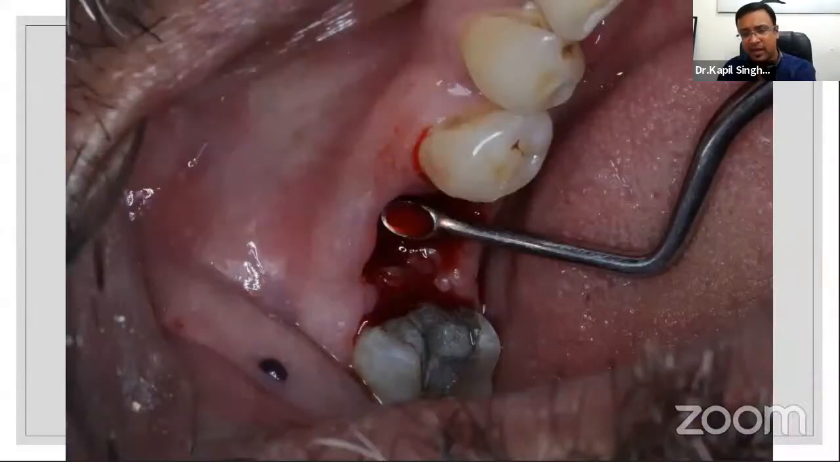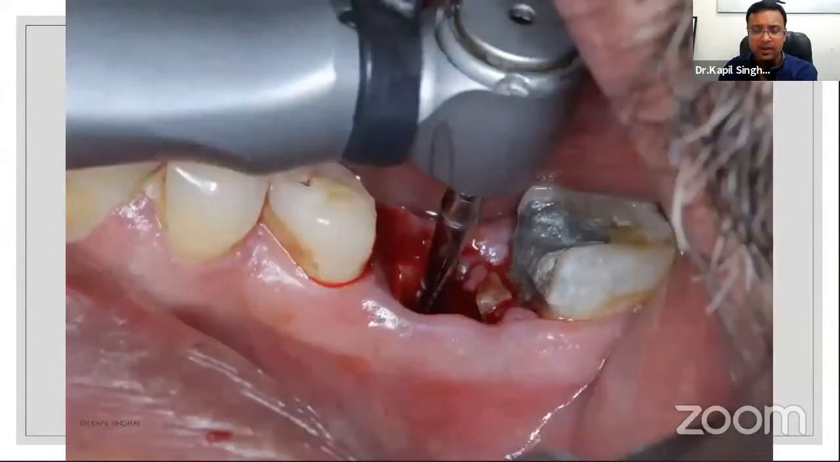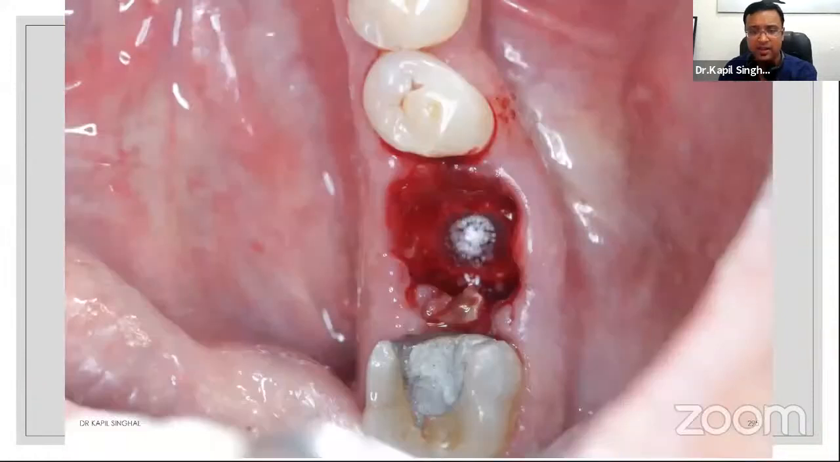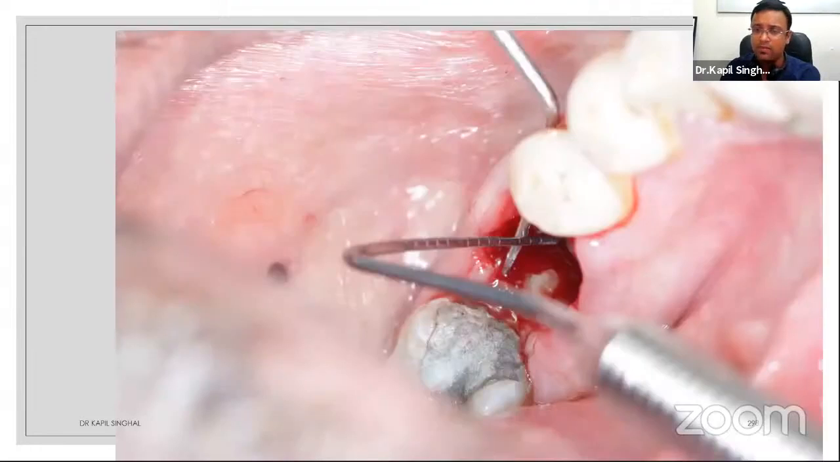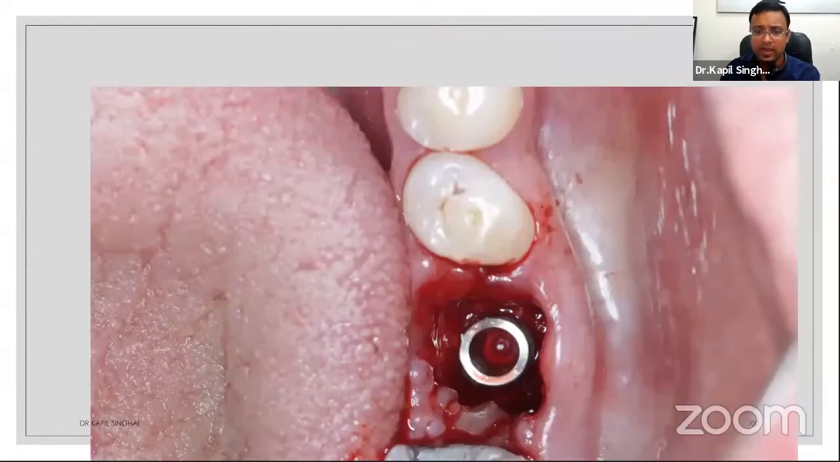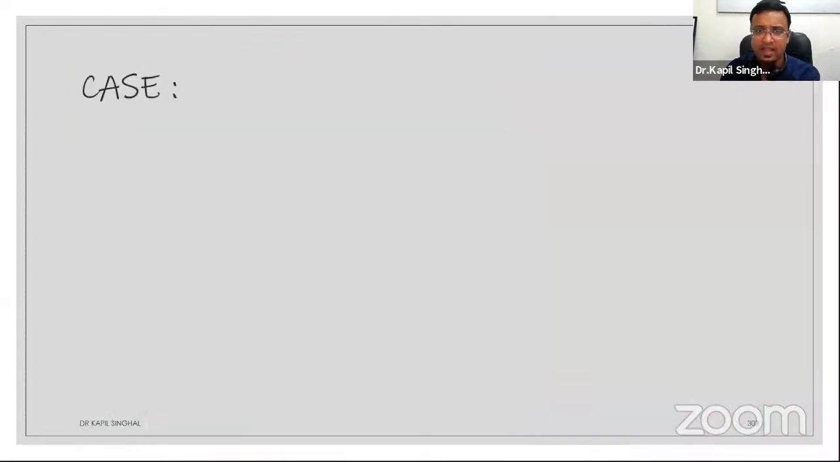Okay, another case, I removed my first molar. This is the interdental bone. I use my initial drill and the denser drills to create an osteotomy in my interdental bone, and I place my implant exactly in the center of the interdental bone. Okay, see, my implant is not touching any of the bone walls. I placed it 2 mm below the adjacent cemento-enamel junction. Okay, and I placed the healing cap over it. This is the healing cap.